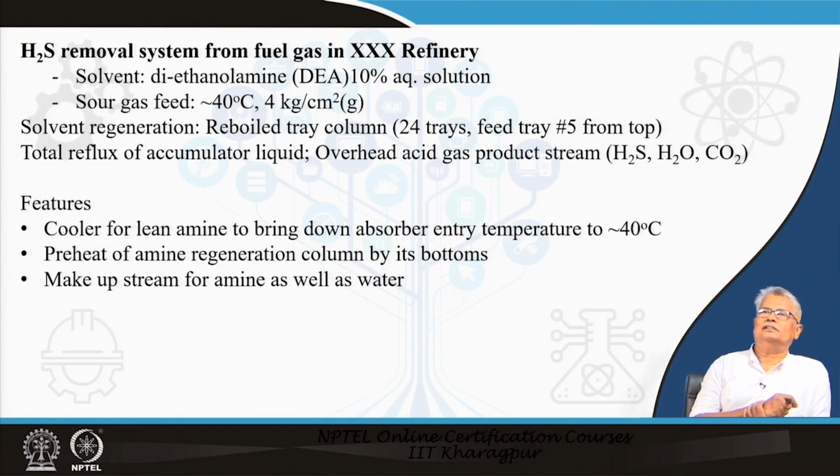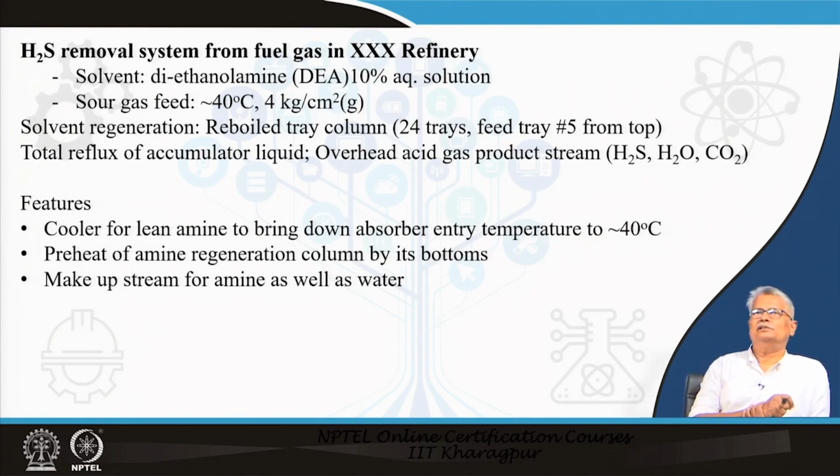The feed tray is number 5 from the top. The top product which goes out from your system is basically gas overhead, which is called the acid gas, which is primarily a mixture of H2S, H2O and CO2, and you can watch here that you are going to lose some amount of H2O from your system, and this has to be made up.